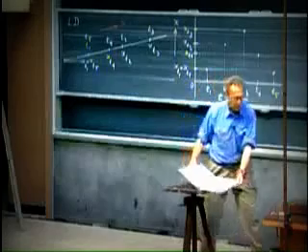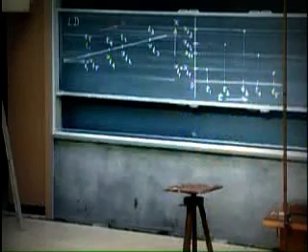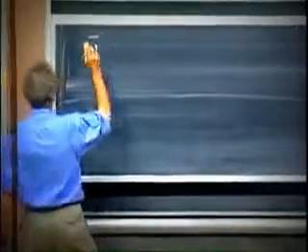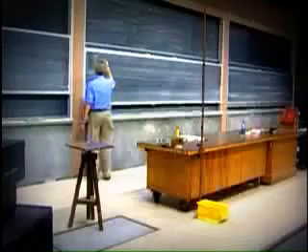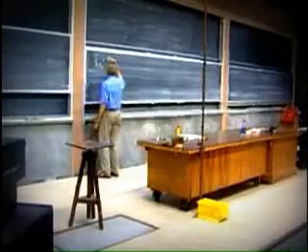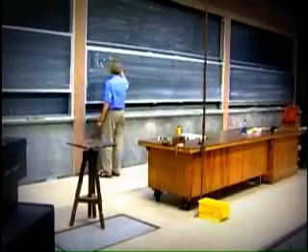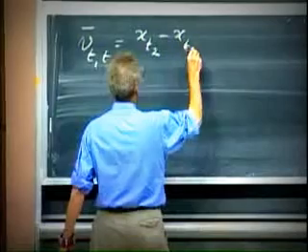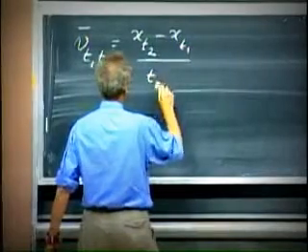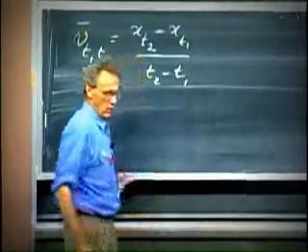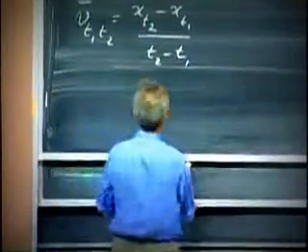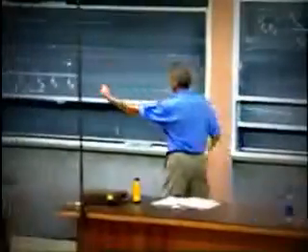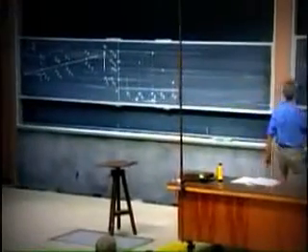Now we will introduce what we call the average velocity. I put a bar over it. That stands for average. Between time t1 and time t2, that we define in physics as x at time t2 minus x at time t1, divided by t2 minus t1. That is our definition.